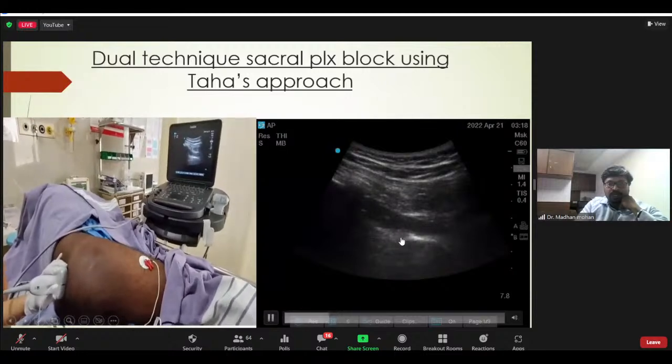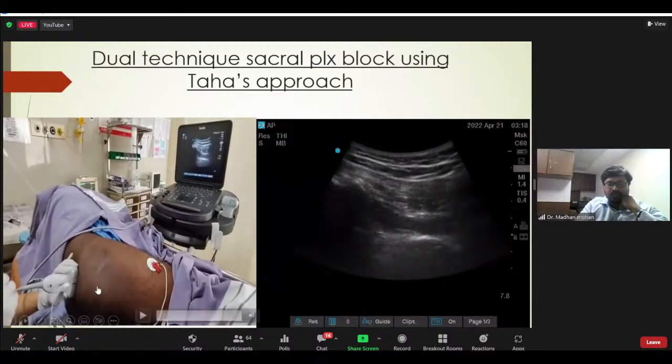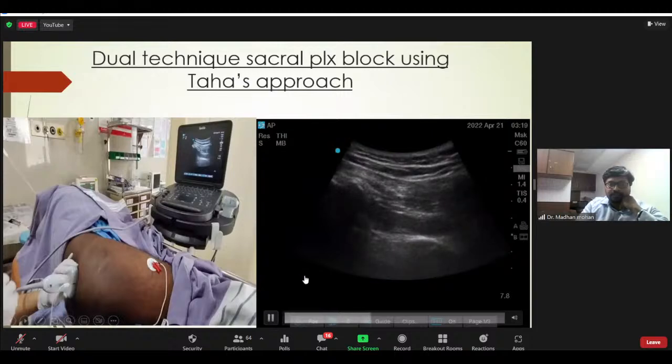Once you reach the nerve, you start stimulating at 0.4 current. We are getting the foot response, which is inversion of the foot. So we have accepted that and we started injecting the drug.